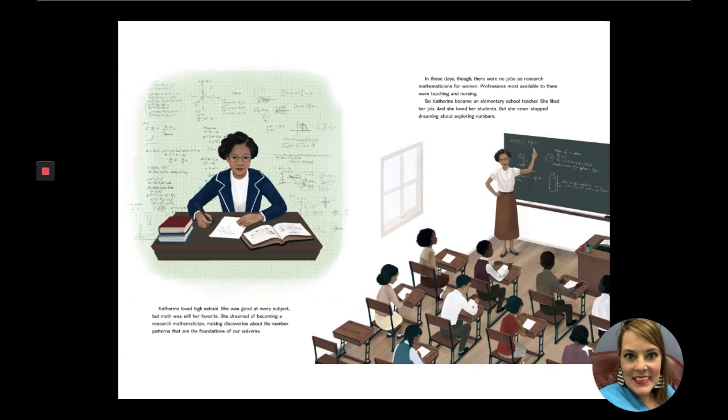Katherine loved high school. She was good at every subject, but math was still her favorite. She dreamed of becoming a research mathematician, making discoveries about the number patterns that are the foundations of our universe. In those days, though, there were no jobs as research mathematicians for women. Professions most available to them were teaching and nursing. So Katherine became an elementary school teacher. She liked her job, and she loved her students, but she never stopped dreaming about exploring numbers.